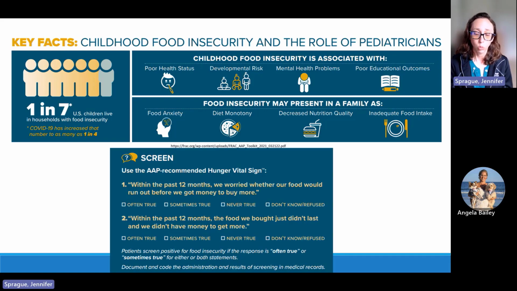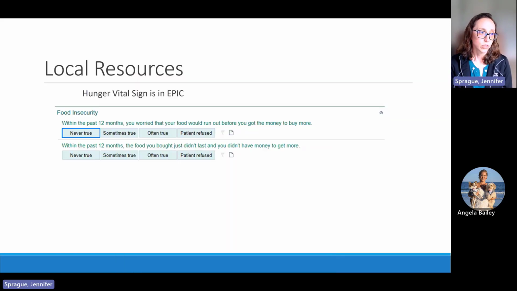So it's very quick. We've incorporated it into our review of systems forms that all patients get. So we now screen all of our weight patients, but also all of our diabetes and endocrine patients. And for those of you who use Epic, this is available to chart within Epic, within the history tab, these hunger vital sign questions are there.